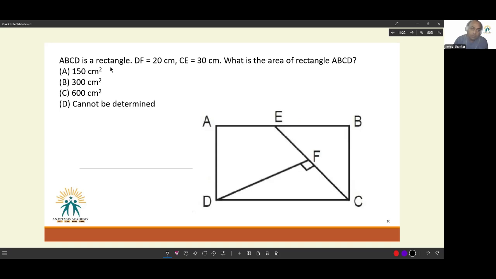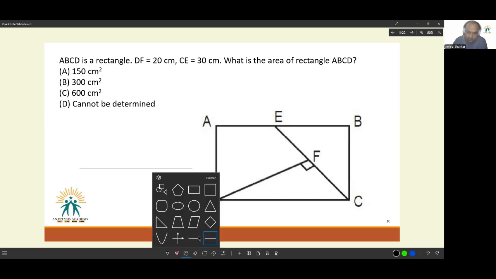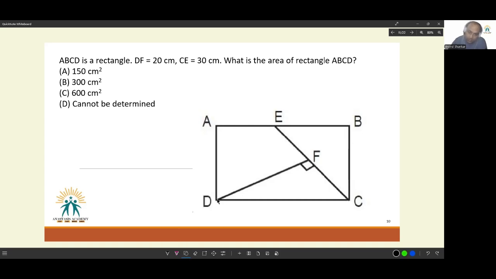Next, ABCD is a rectangle. DF is perpendicular to EC. EC is 30. What is the area of rectangle ABCD? Okay. This is one of the funnest questions. First, join DE. Now look at area of DEC.